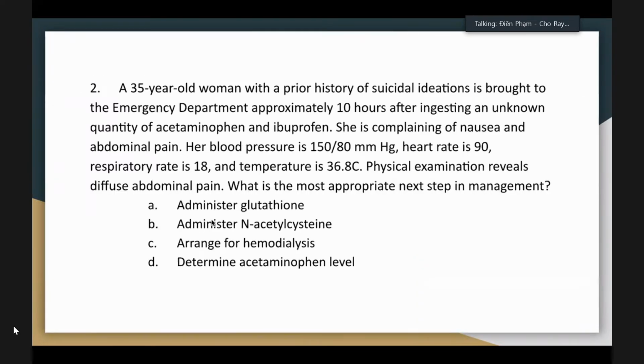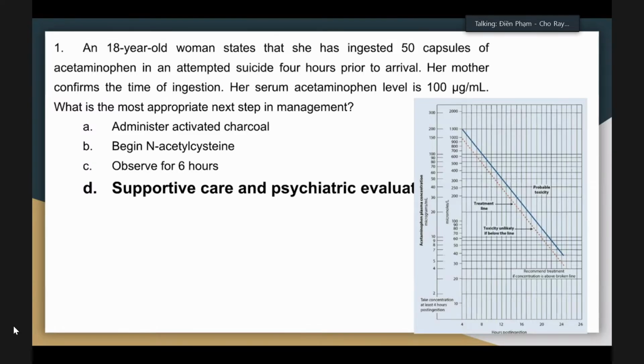But I have a question. What if we just give her acetaminophen? Because most of the ED departments don't have a paracetamol level. I think in that case I would give her the N-acetylcysteine for sure. If you don't have a level and you don't know what her level is, and she's telling you she took quite a bit of acetaminophen, 50 tabs, I agree with you that I would give her N-acetylcysteine. In this question though, you have the number, so the answer is supportive care and psych eval. But in real life, I agree with you. I would give her N-acetylcysteine.